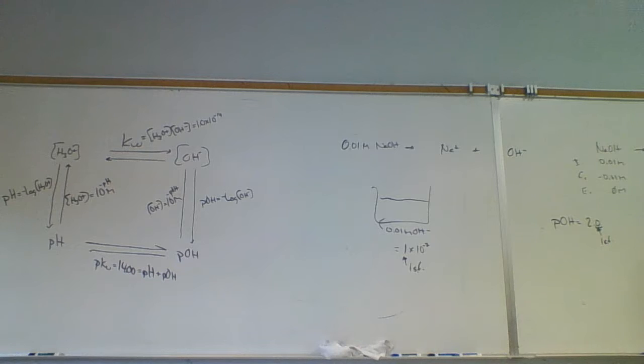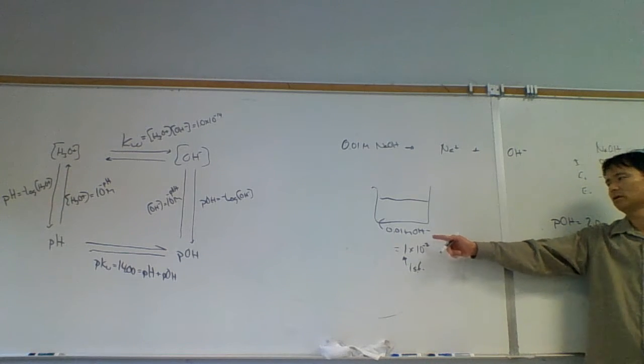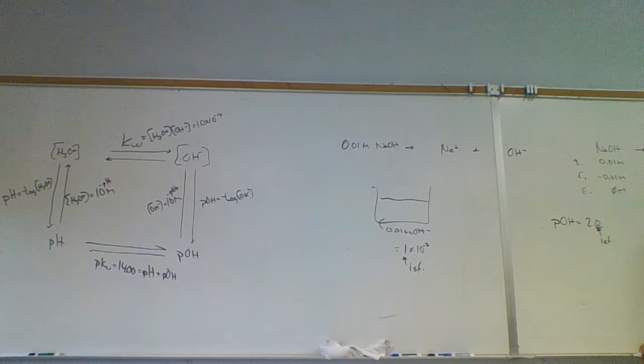Or we could just go ahead and calculate it. If you take the negative log of 1 times 10 to the minus 2, or the negative log of 0.01, we get 2.00. Okay, what's the next easiest thing to calculate here? If I have the pOH, then it's pretty easy to get the pH. What's the pH going to be? Can you do that in your head?